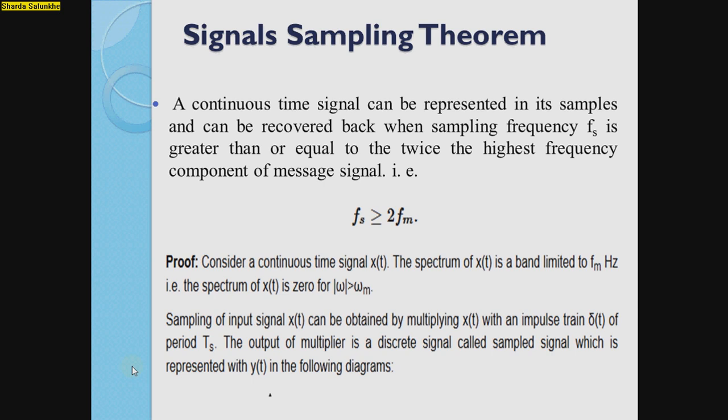Consider the time signal x of t. The spectrum of the signal x of t is band limited to fm hertz, and the spectrum of x of t is 0 for mod of omega greater than omega m. The sampled signal can be obtained by multiplying x of t with the impulse train delta of t of the period Ts. The output of the multiplier is the discrete signal called the sampled signal, which is represented as y of t.